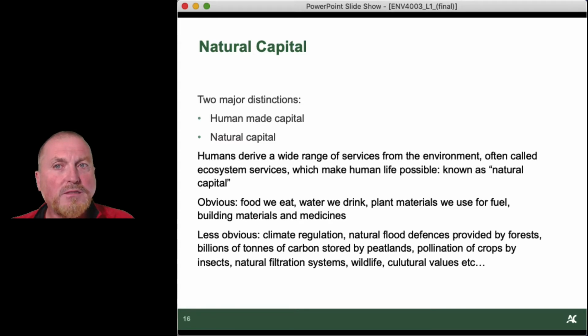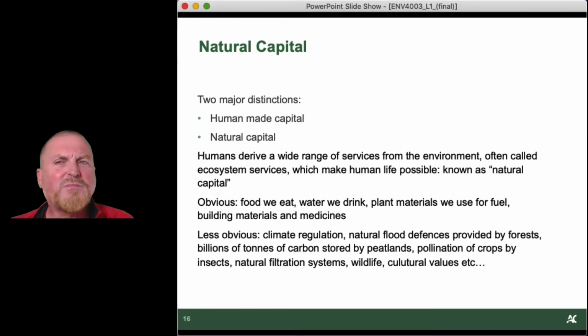So humans derive a wide range of services from the environment, often called ecosystem services, which make human life possible, known as natural capital. But the difficulty we have with this when we're dealing with economics and environmental policy is that, like a lot of decision making in society, it is done by monetary values, right? By economic decision making in a traditional model. How do you get the environment fully into account, right? We'll be talking about all these policy instruments as we go along, right? Strategic environmental assessment, environmental impact assessment, environmental regulation, okay, market-based instruments, all of these things that we use to try to control environmental externalities and control the rate of depletion of natural capital.